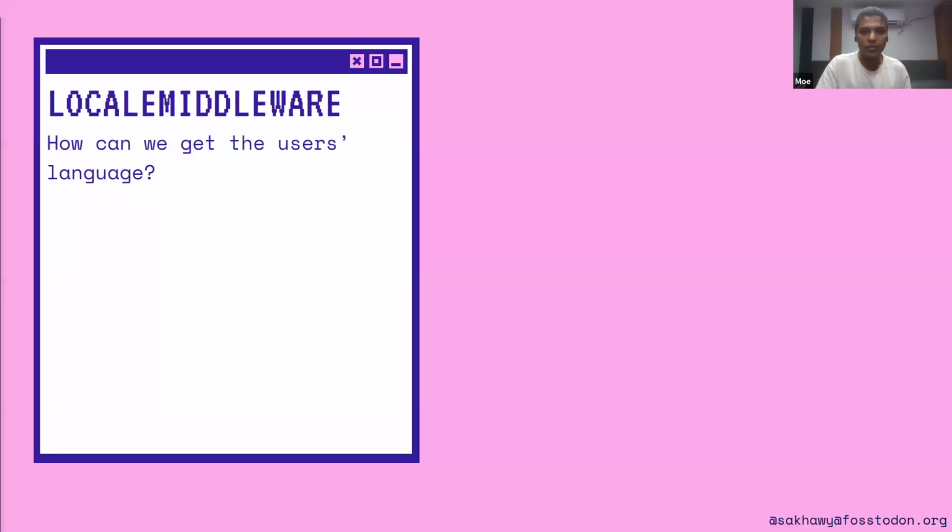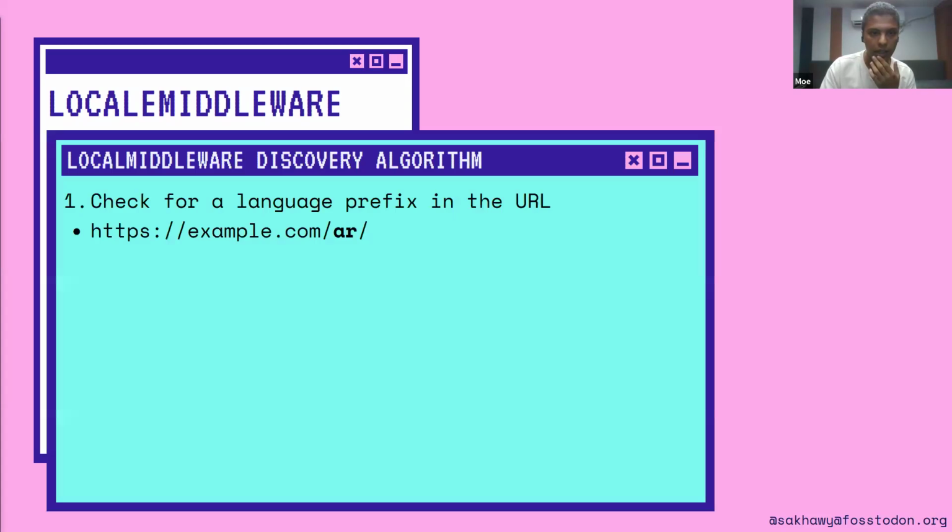So now that we've translated strings, we're introduced to a new problem, which is which language to render. Well, of course, the user's language, but how can we get that? Well, Django's got our back with LocaleMiddleware. It's got a language discovery algorithm for detecting the user's current language. And it goes like this.